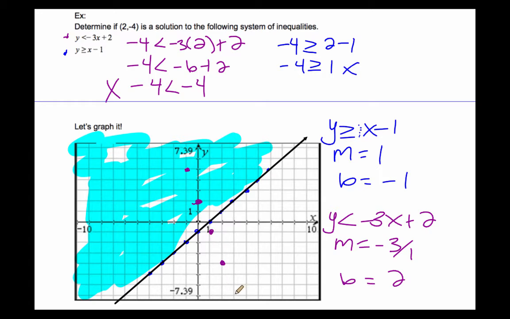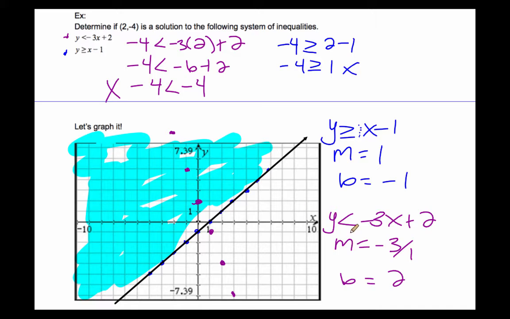Down 3 over 1. All right, is my line going to be dotted or solid? It should be a dotted line. Okay, so 1, 2. All right, so that's going to be somewhere up here. Okay, so there's my line. I'm just going to leave it like that since it's supposed to be a dotted line.